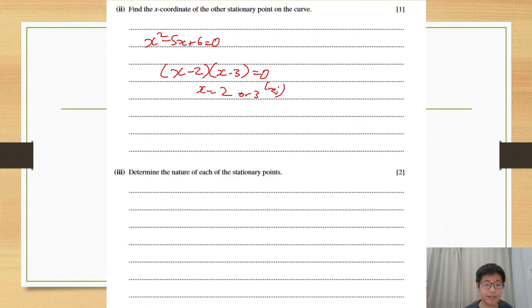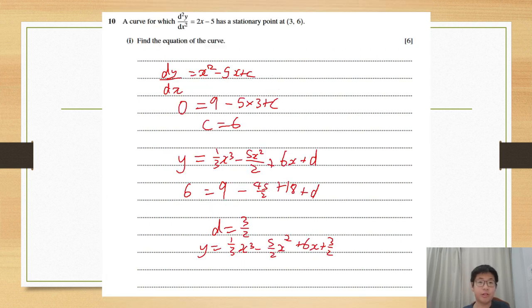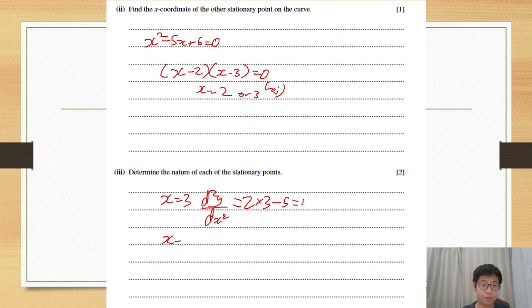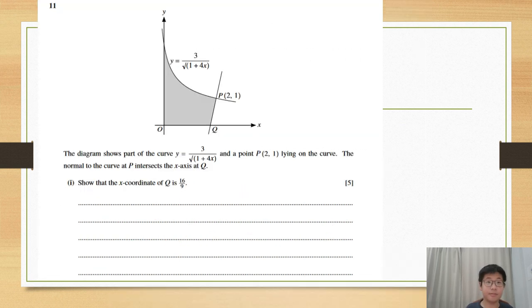Now we use the second derivative to determine the nature of the stationary points. At x equals 3, d squared y over dx squared equals 2 times 3 minus 5 equals 1. At x equals 2, d squared y over dx squared equals 2 times 2 minus 5 equals negative 1. So, maximum and minimum. Alternatively, you could use the shape of the x cubed curve, but using the d squared y over dx squared is actually more elegant.